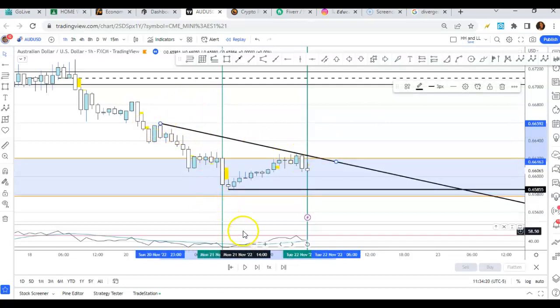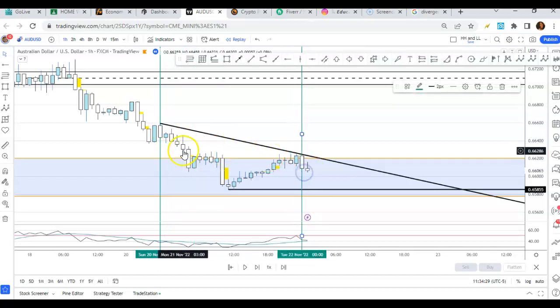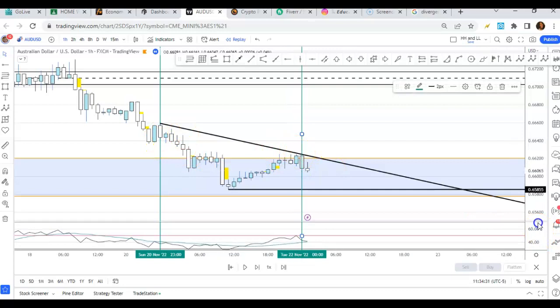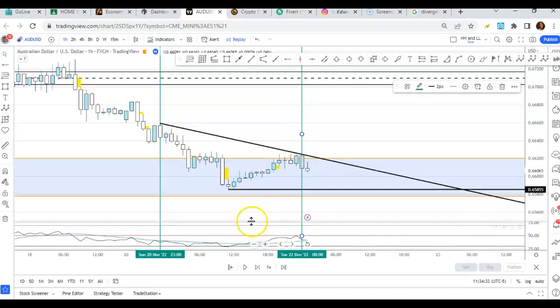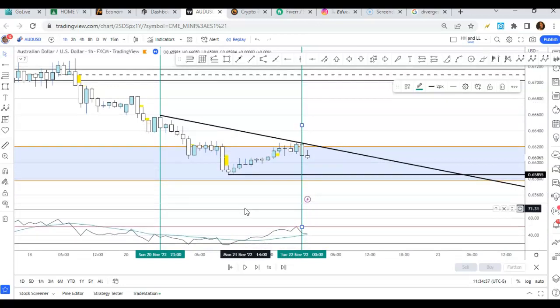And then what I'll do is I'll drop two lines. Typically, I like to do it from where the market touches the trend line. So from here to here, I am analyzing this area to see if I can identify divergence. And so let me go ahead and pull up the indicator here, because what I'm going to do is also drop a horizontal line in the indicator as well.